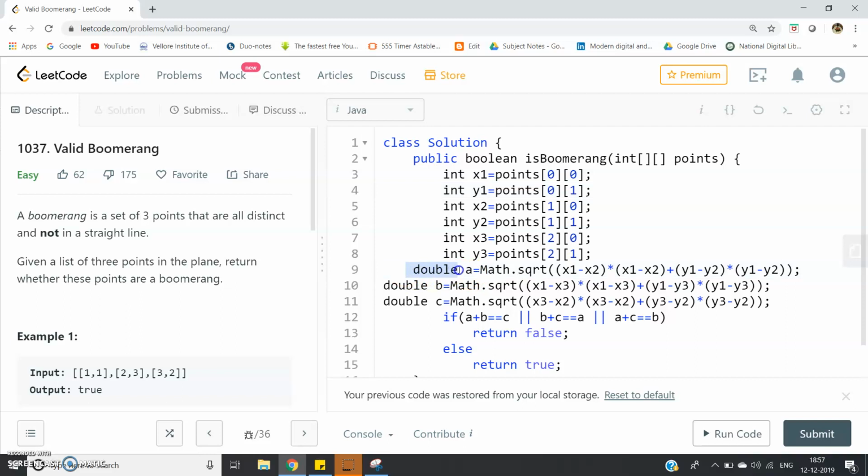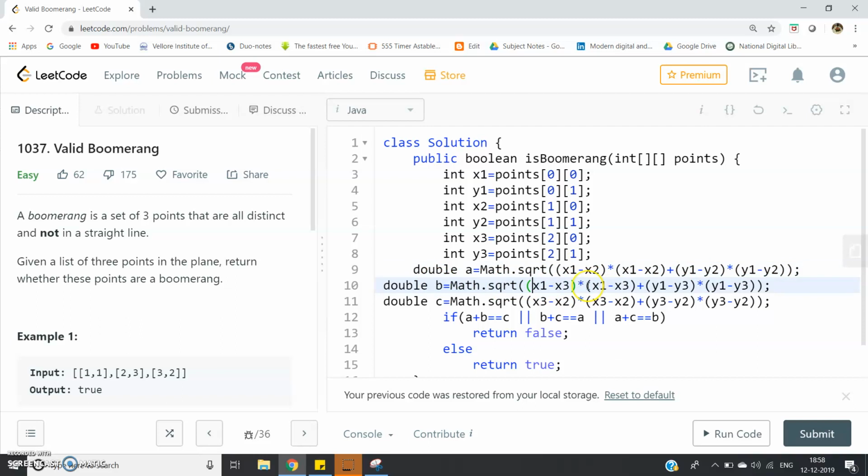Now I am calculating the distance between each pair of points. The return type of the Math.sqrt function is double, so don't make a mistake here. You may write int by mistake, and then that will not work. So double a equals Math.sqrt of (x1 minus x2) times (x1 minus x2), which is basically x1 minus x2 whole square. If you want, you can do Math.pow(x1 minus x2, 2), that also is possible. But here I am simply writing that, plus (y1 minus y2) times (y1 minus y2). So this whole expression is nothing but the square root of (x1 minus x2) whole square plus (y1 minus y2) whole square.